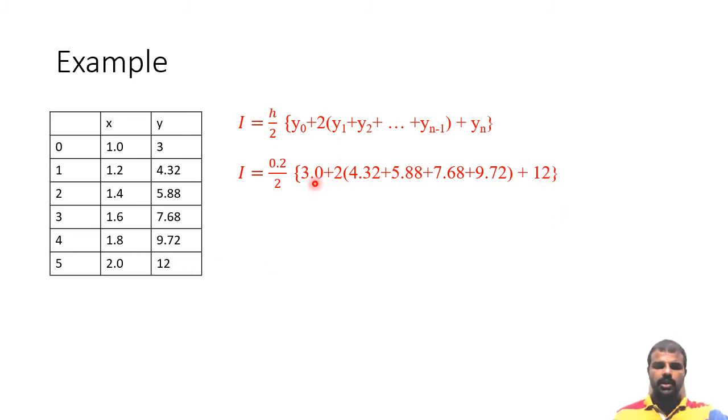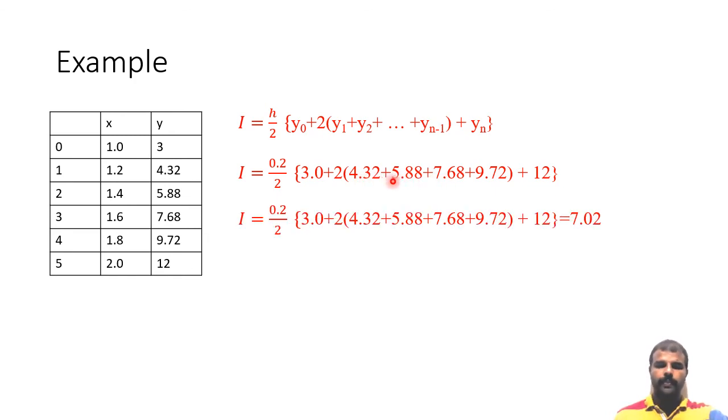Please note that in 2 into y1 plus etc. plus yn minus 1, the first data point and last data point are summed only once, but all other y values are summed twice. Okay. Then upon simplifying you will get the result as 7.02.